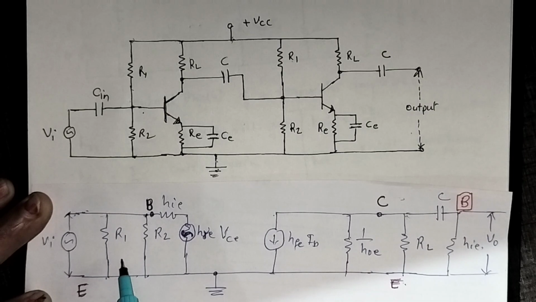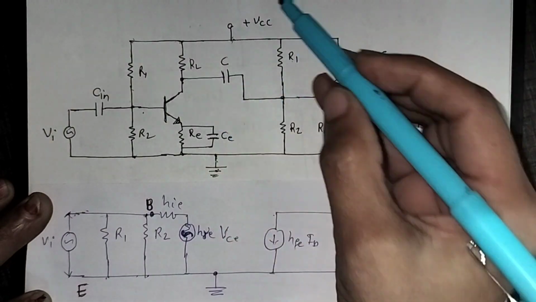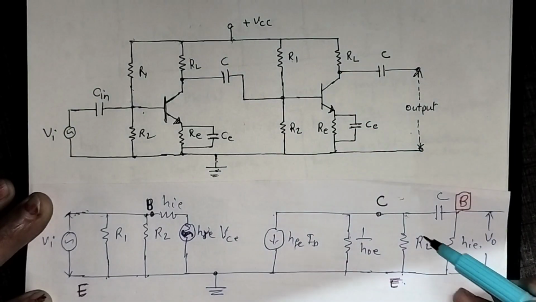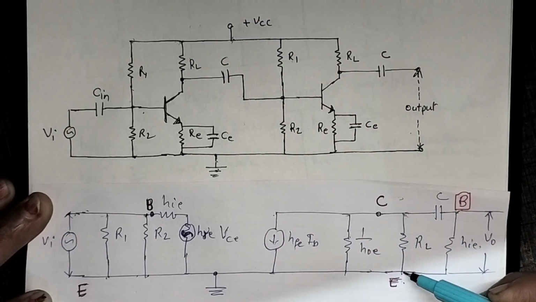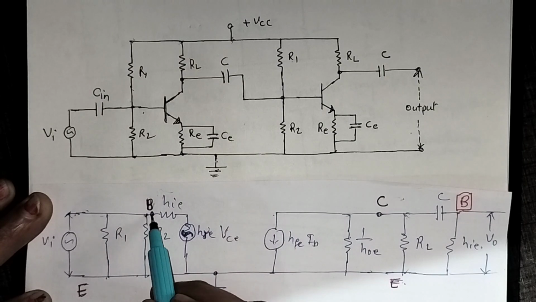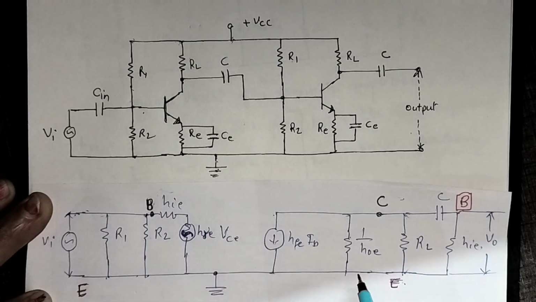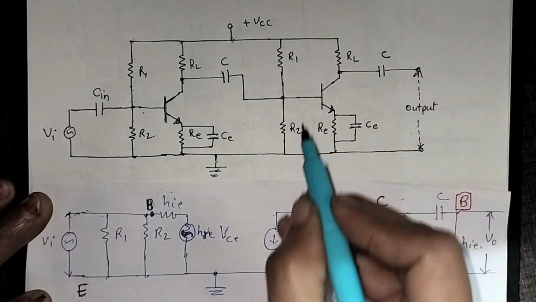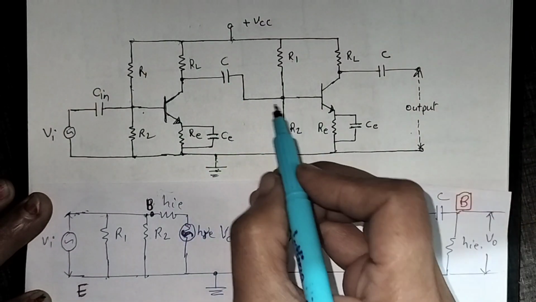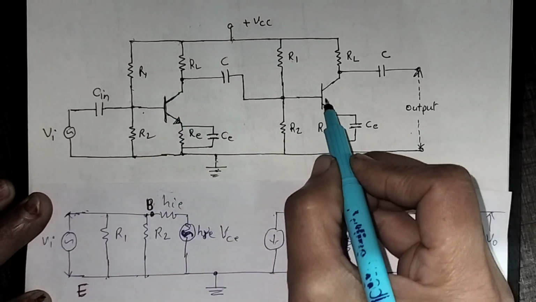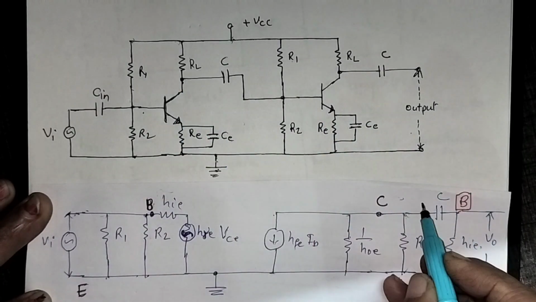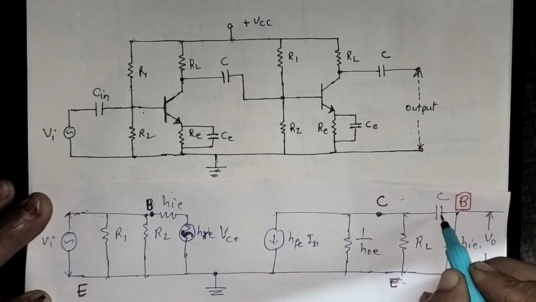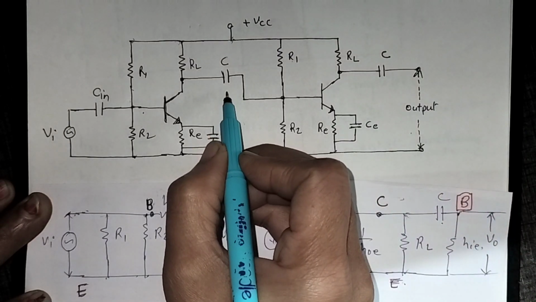These two resistors come in parallel, and this RL is also connected between the collector and now the emitter terminal. And from here to here, it is the hybrid model of a transistor. Now the next stage comes from this side. This capacitor is connected between the collector of the first stage and the base of the second transistor. So this is this capacitor C.